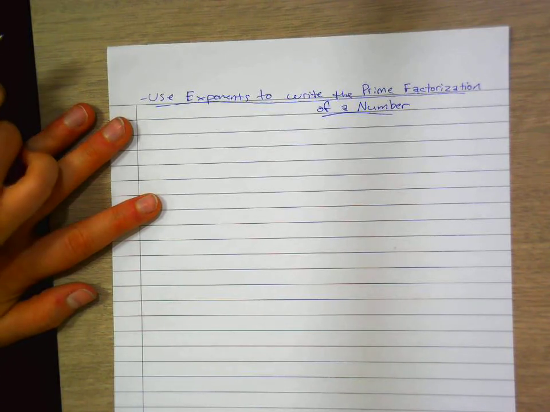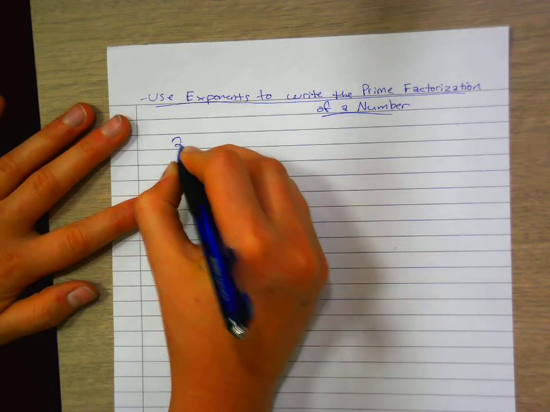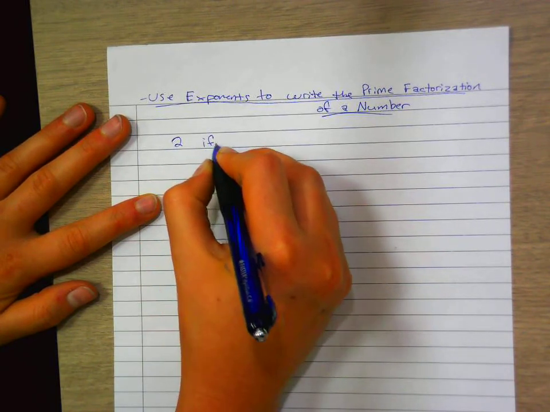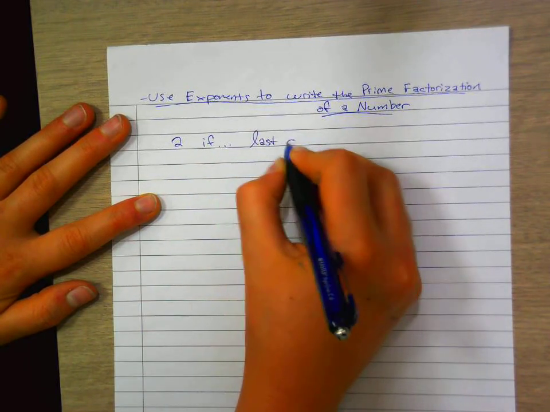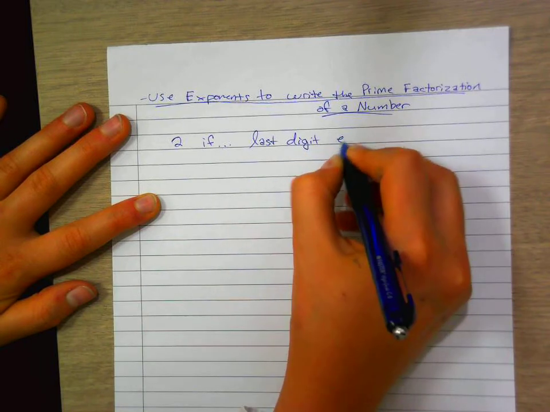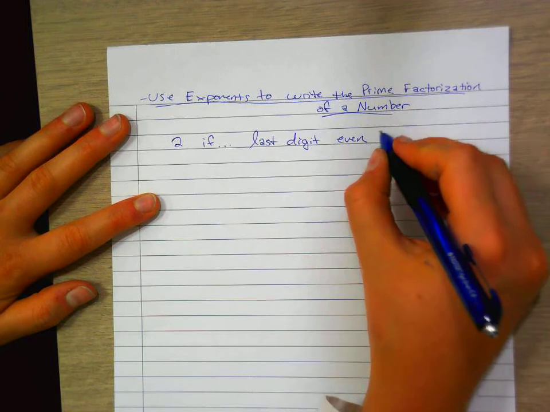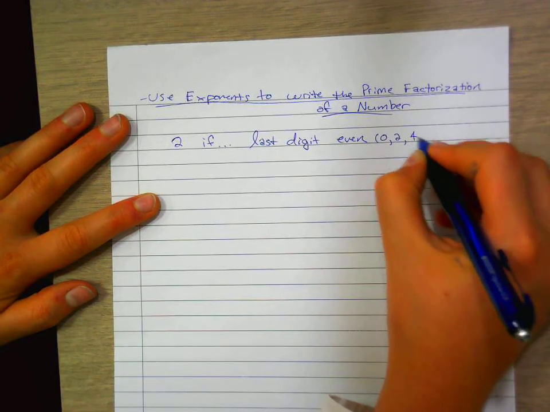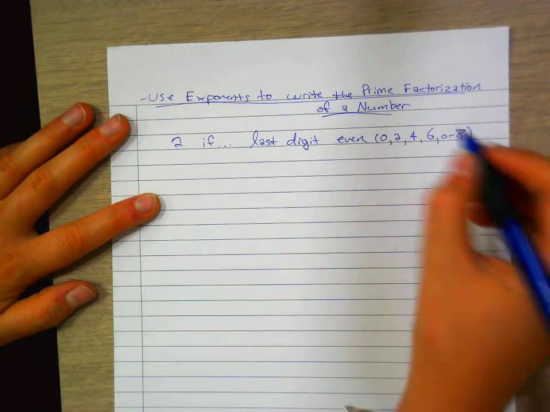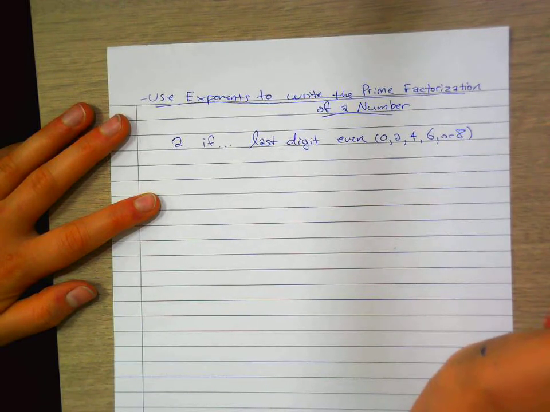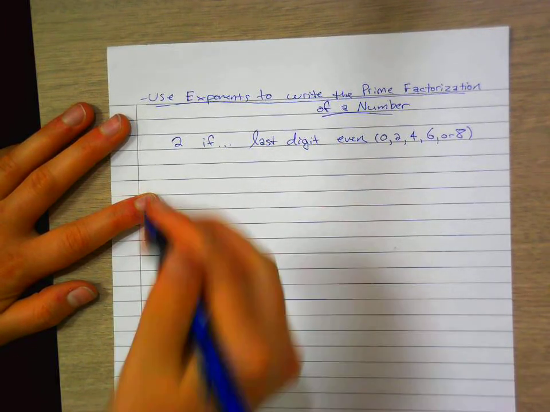Divisibility rules. A number is divisible by 2 if the last digit is even. For example, 0, 2, 4, 6, or 8. Like 10 ends in 0, therefore it is divisible by 2. 66 ends in 6, therefore it's divisible by 2.